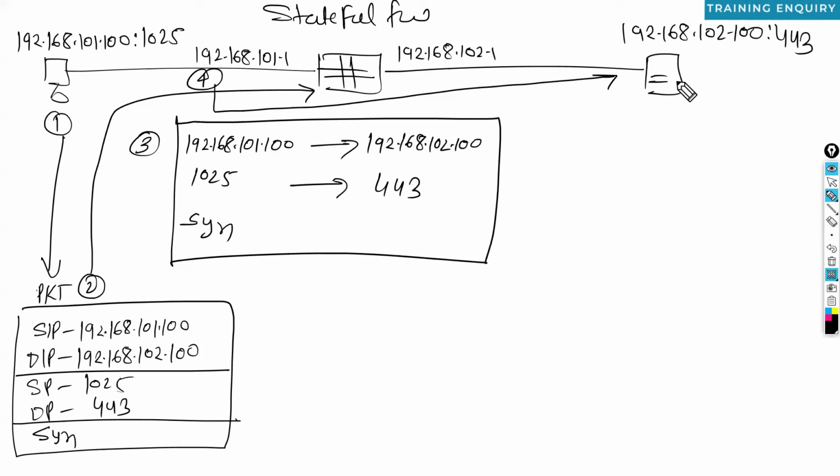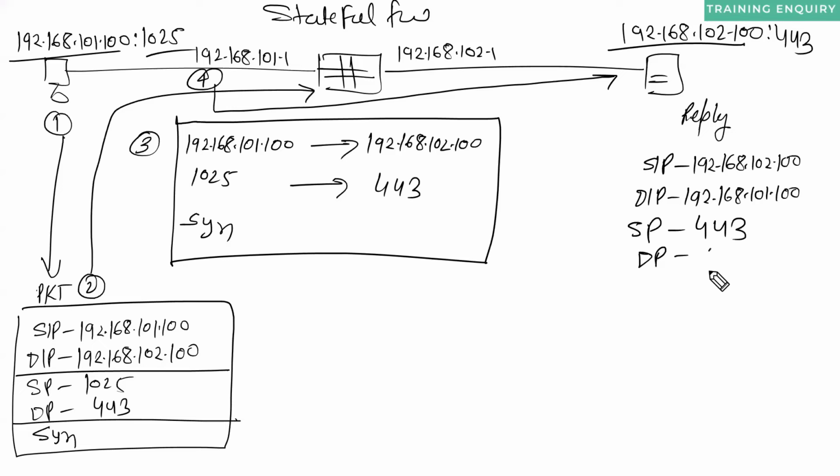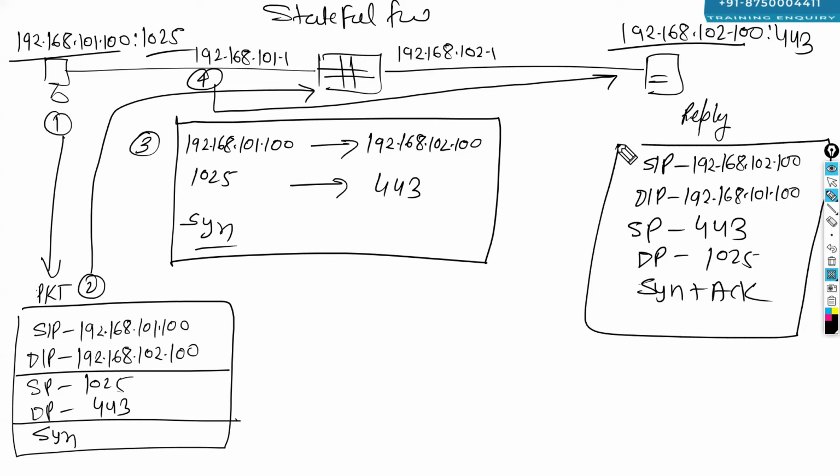When the actual server receives the request, the server will give a reply. So the server will create a reply packet. That reply packet will contain source IP 192.168.102.100, destination IP 192.168.101.100, source port 443, destination port 1025. In response to SYN, the server will give SYN plus acknowledgement. Such a packet will be generated by the server. This will come to the firewall.